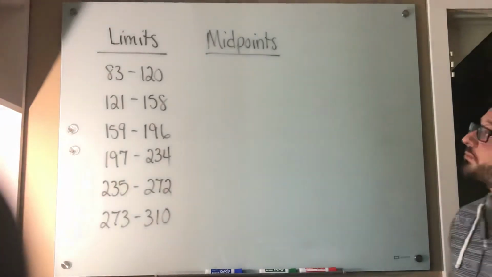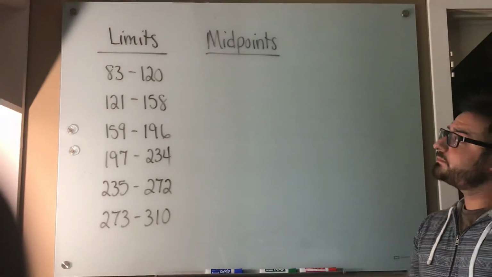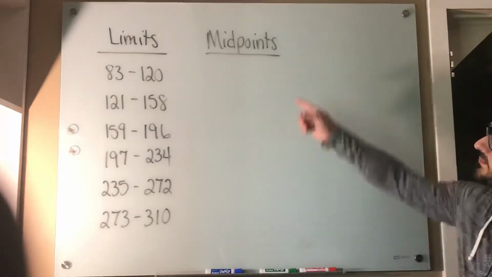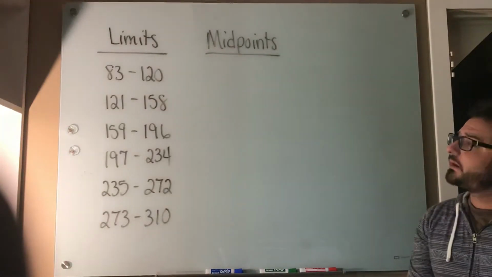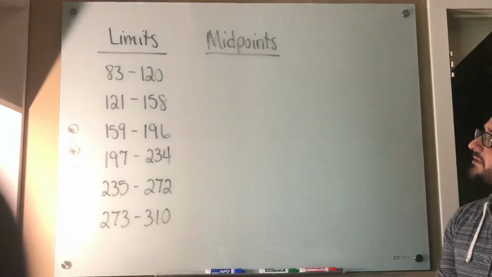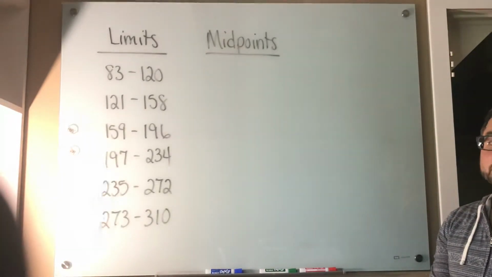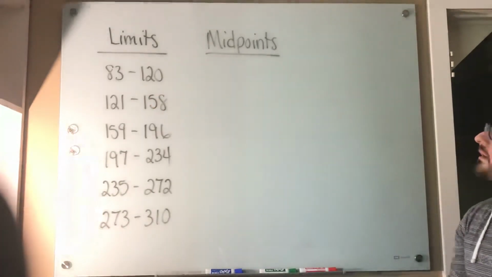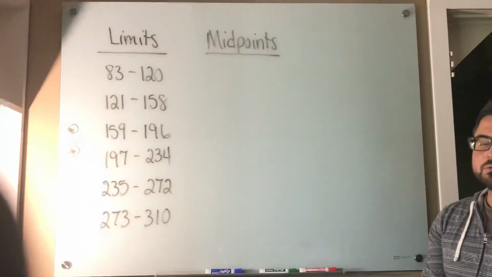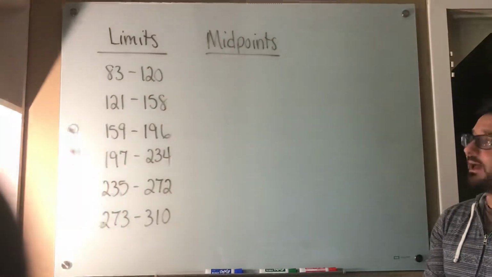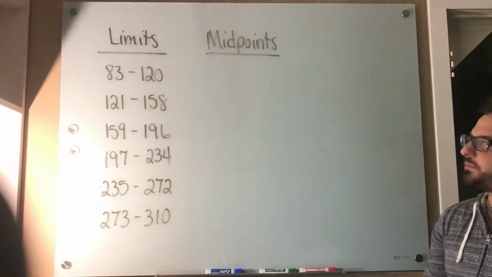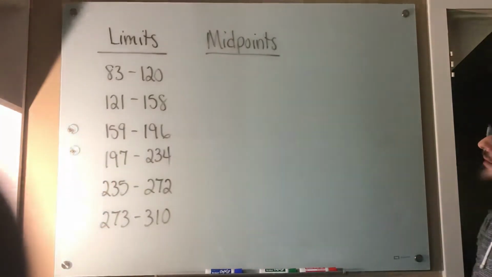There are many times where we need to work with individual values, but we don't always have access to them. And that's where the class midpoint comes in. There are calculations and there are types of graphs that require us to use a single value, not a range of values. So the midpoint serves as a single representative value for the entire class. It's exactly halfway through the class. It splits it perfectly down the middle.